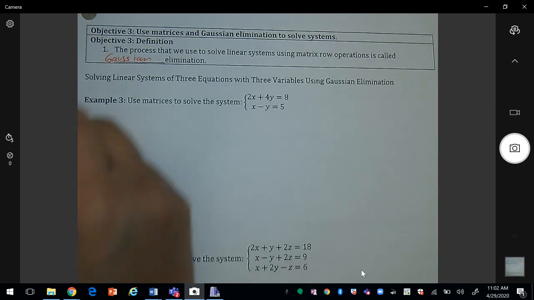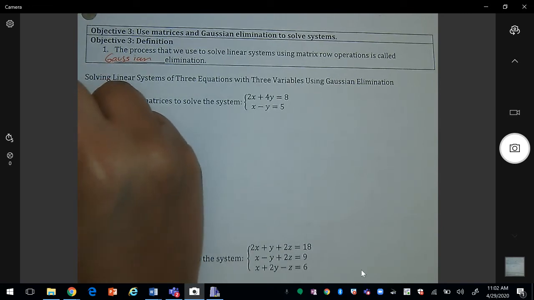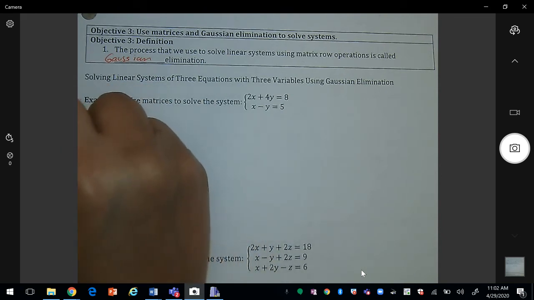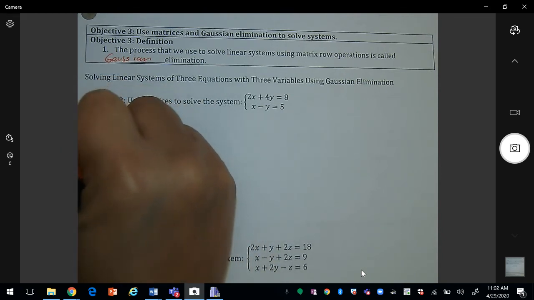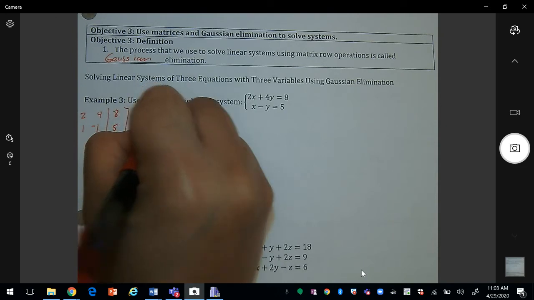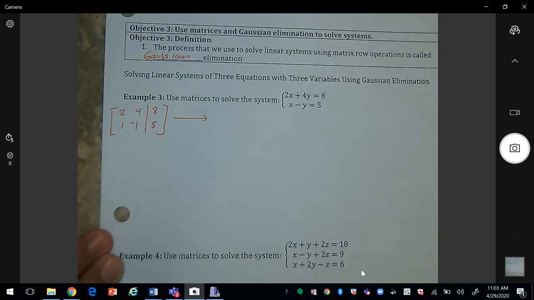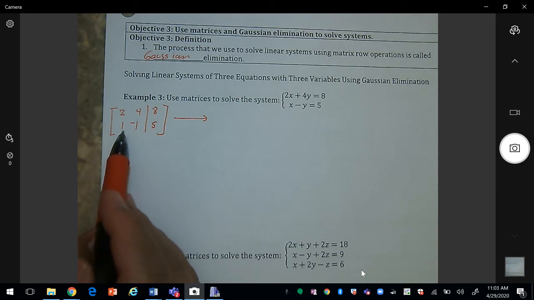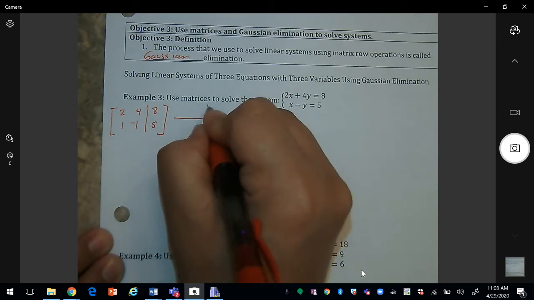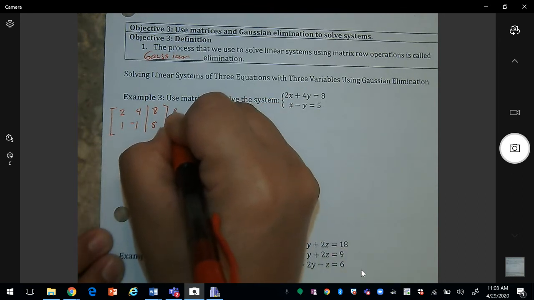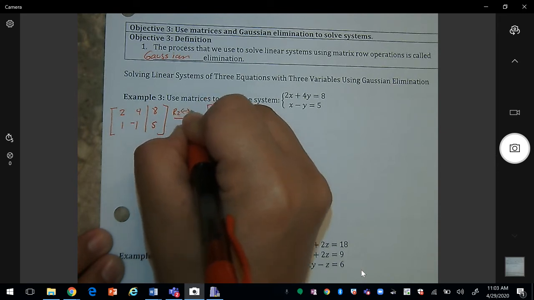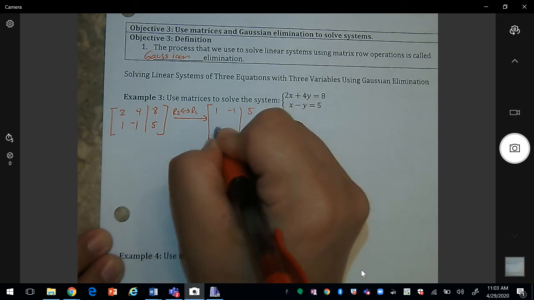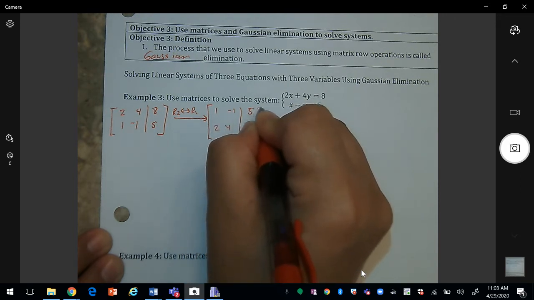So first we write down the augmented matrix 2, 4, 8, 1, -1, and 5. Then we use row operations. So here I need a 2 to be a 1. So you can multiply by 1/2, but notice below it's already a 1. So I'm just going to switch the rows. So I'm going to switch row 2 with row 1. So 1, -1, 5, 2, 4, and 8.